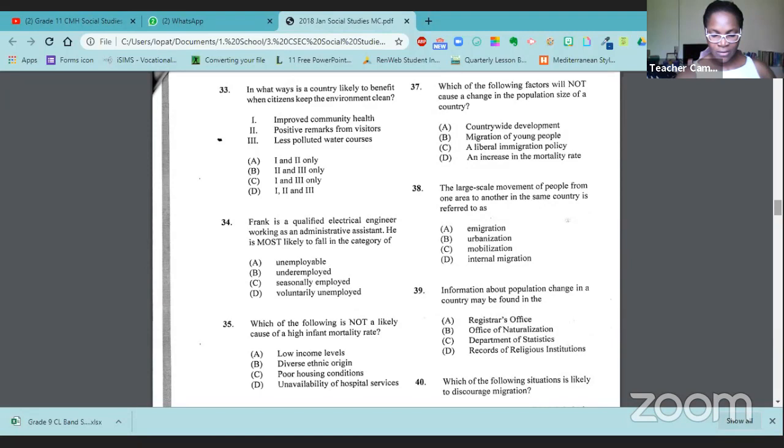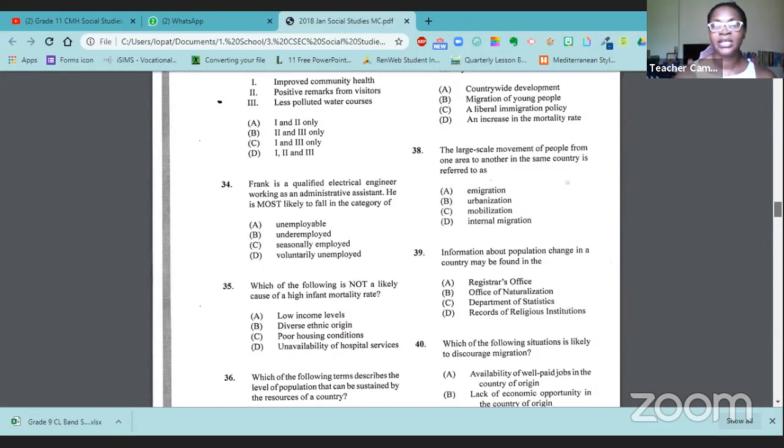Because if you have countrywide development, then persons won't really move from one place to the other. Which of the following factors will not cause a change in the population of a country? If the young people migrate, of course, it's going to decrease the population. If there's a liberal immigration policy, more than likely you'll have more persons coming in, and that would change the population. An increase in the mortality rate, more persons are dying, it's going to change the population. But if there's countrywide development, no. That wouldn't be a direct cause. That wouldn't cause it.